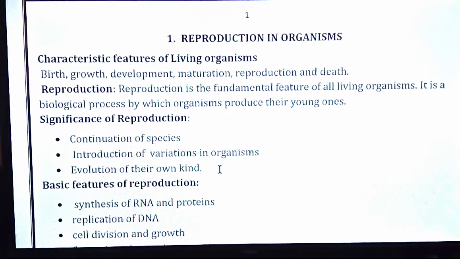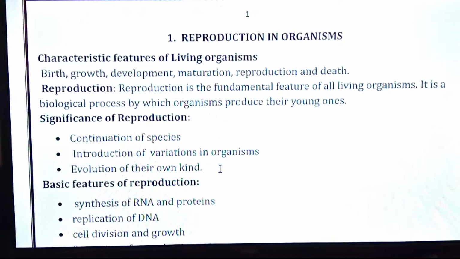In the same way, slowly, little variation leads to different kinds of species. New species are evolved because of the variation, and this is what we call evolution. The best example would be that modern man evolved from early man. So these are the three significances of reproduction.